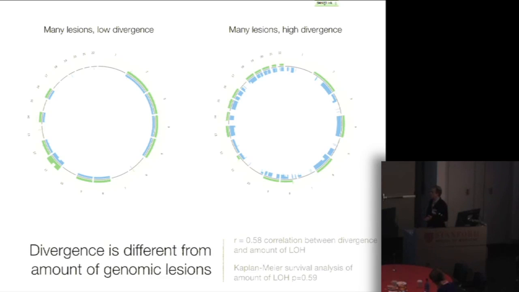Now, I want to make a point here, and this was alluded to yesterday, that there should be some correlation between the total mutational burden of a tumor and the amount of diversity in that tumor. It's not exactly the same. So the correlation in this data set is 0.58.